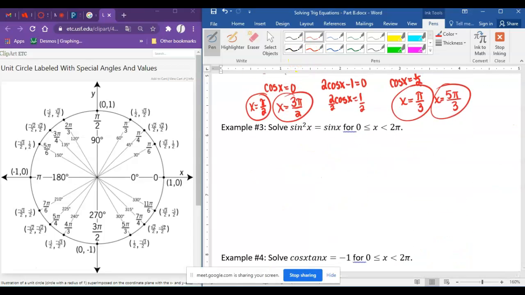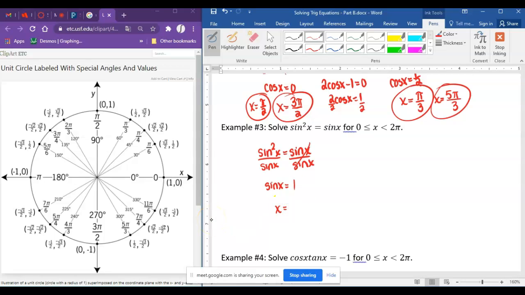Example 3. We've got sine squared x equals sine x. And so I wanted to show you this problem because I wanted to show you the number one mistake that students make on this problem. And that is this. They say, oh, look, I'll just divide both sides by sine x. Don't write this down, it's wrong. And so if you do that, you get sine x equals, sine x divided by sine x is 1. And so you would get sine x equals 1.